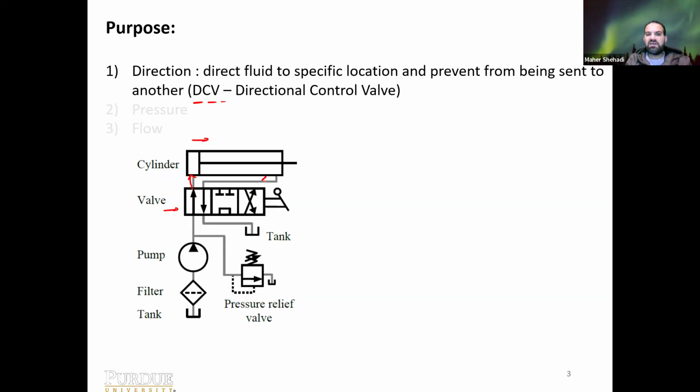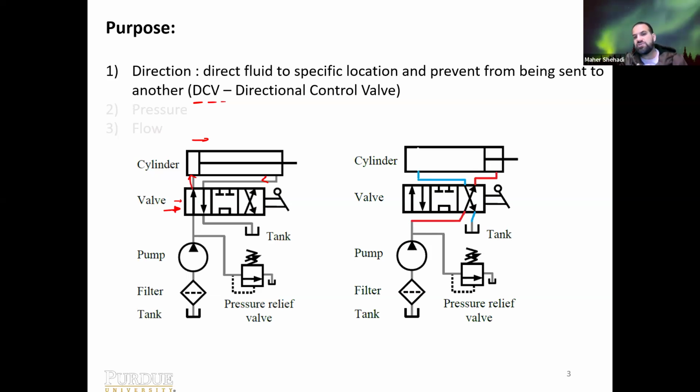And then if it's hydraulic, you need that fluid or oil to go back to the tank. So you will need to change the position of the DCV to go to the first position. Now, if you want to do retraction, then you should change the position to go to the third position. So that's 1, 2, 3.